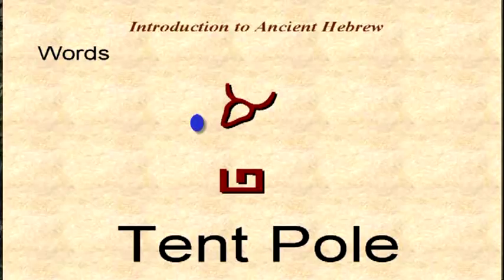Here's the Aleph. Here's the letter Bet. Put them together, and you have the strength of the house. What holds up the tent? What gives it its structure and its support? The tent poles.